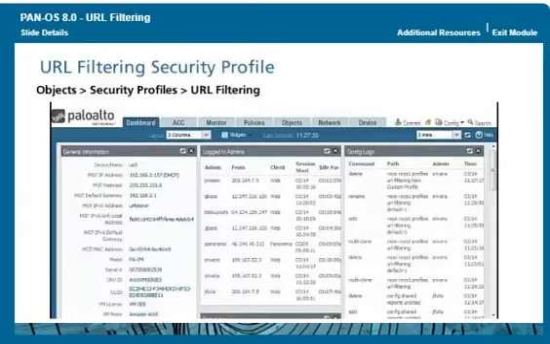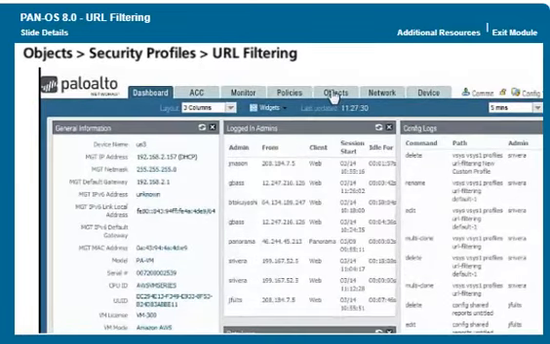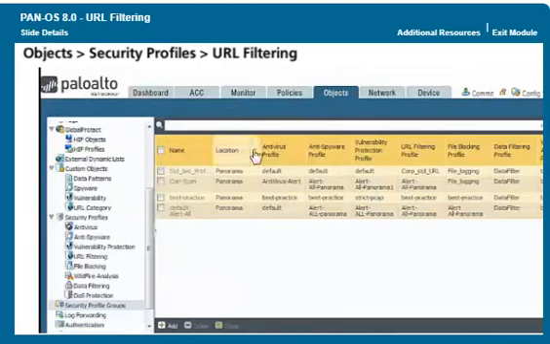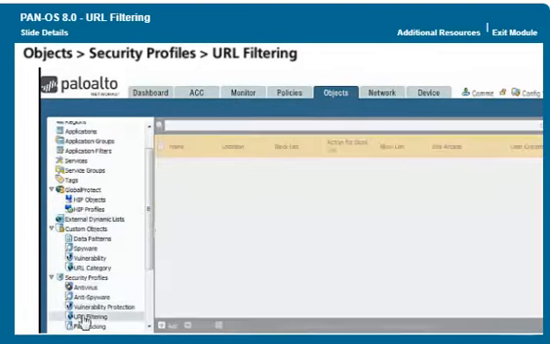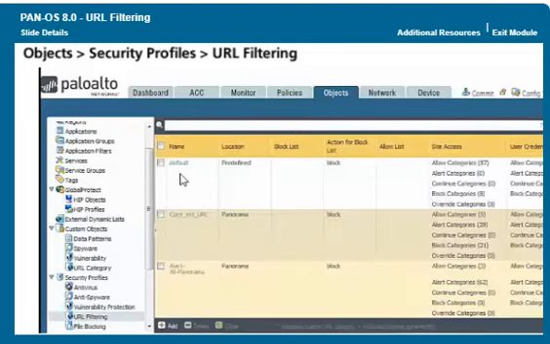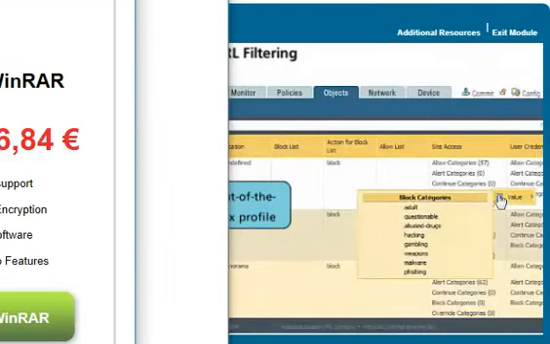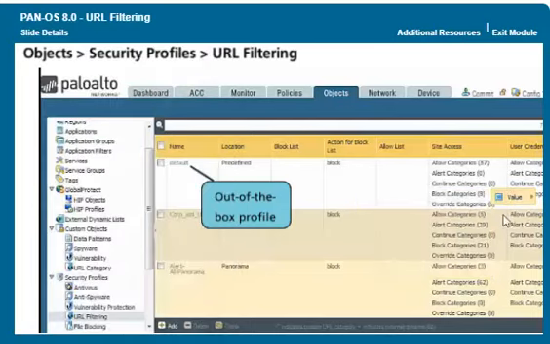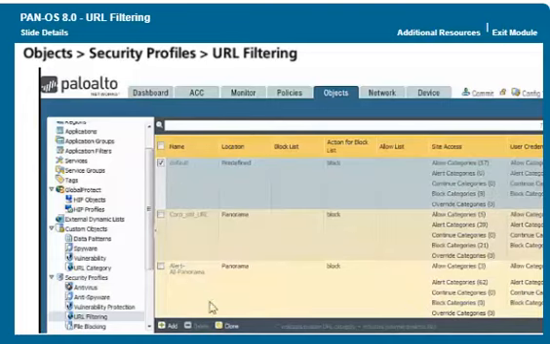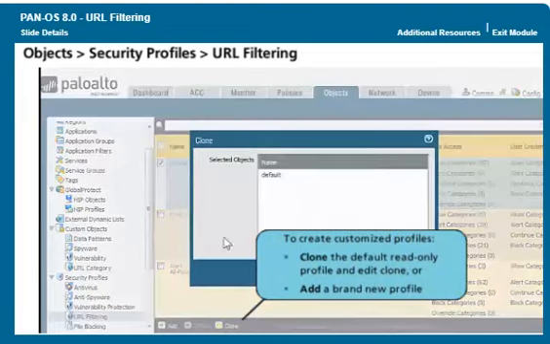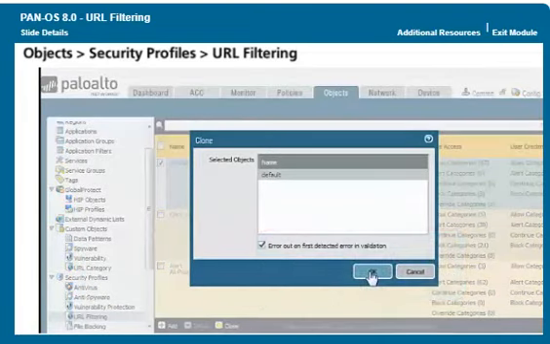The Palo Alto Networks firewall includes a predefined read-only default URL filtering profile. URL filtering profiles enable you to monitor and control how users access the web over HTTP and HTTPS. The default profile is configured to block websites such as known malware sites, phishing sites, and adult content sites. The default profile cannot be deleted or modified. To create a customized URL filtering profile, clone the default profile and edit the clone. Alternatively, you can create a new URL filtering profile.